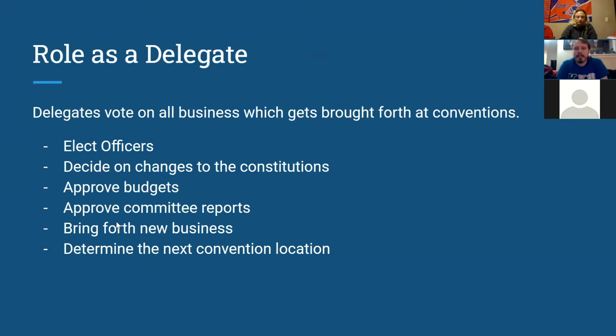So what exactly is the role of a delegate? Delegates will vote on all business or bring business forward. They will basically do everything that is needed at district convention. They do everything from electing officers, deciding on changes to the Constitution, and approving budgets, which is part of approving committee reports, which we'll get to in just a minute. They bring forth new business to the convention, and of course, they determine the next convention location.